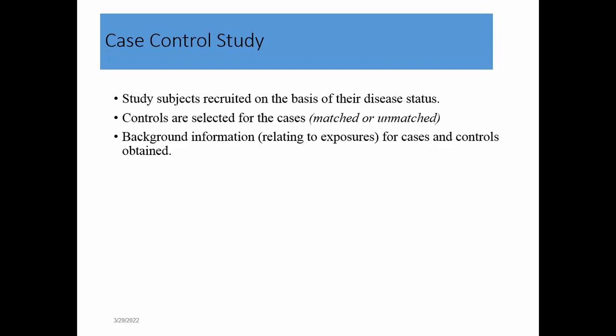So those are three key differences that you must know between a case control, a cohort, and a cross-sectional. Cross-sectional, we don't know the outcome, we don't know the exposure. In a case control, we know the outcome, we don't know the exposure. In a cohort, we know the exposure, we don't know the outcome.